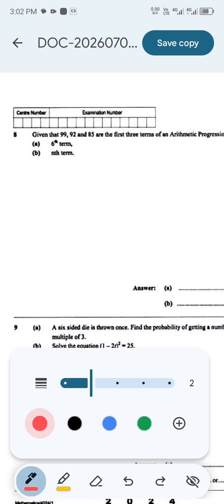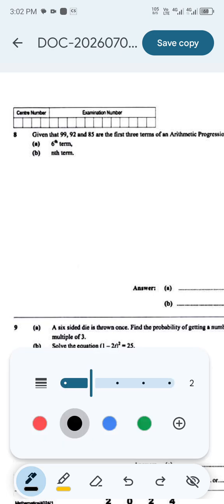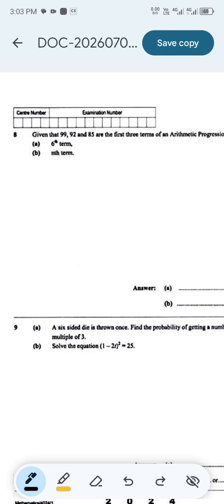So the first question is, given that 99, 92, and 85 are the first three terms of an arithmetic progression, then A is requiring us to find the sixth term. So before you even go any further, first of all, you need to know the formula for the nth term.